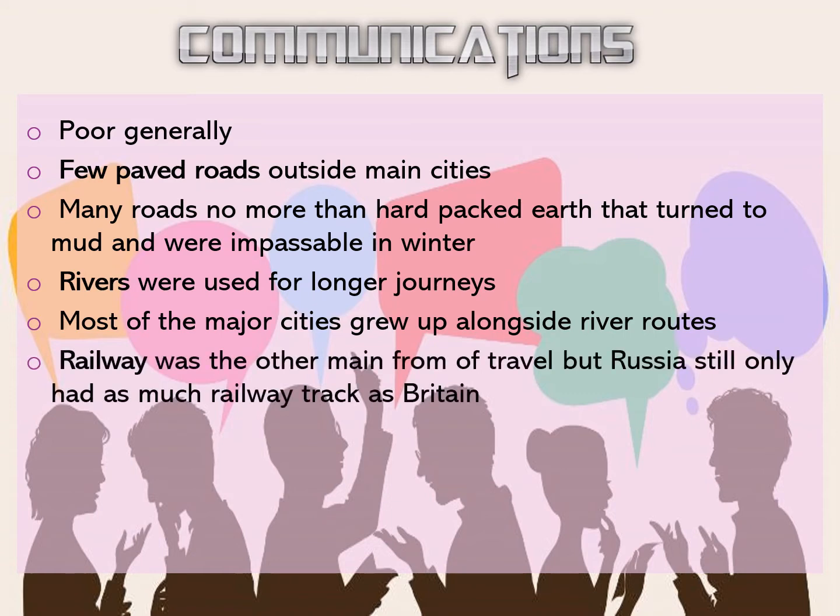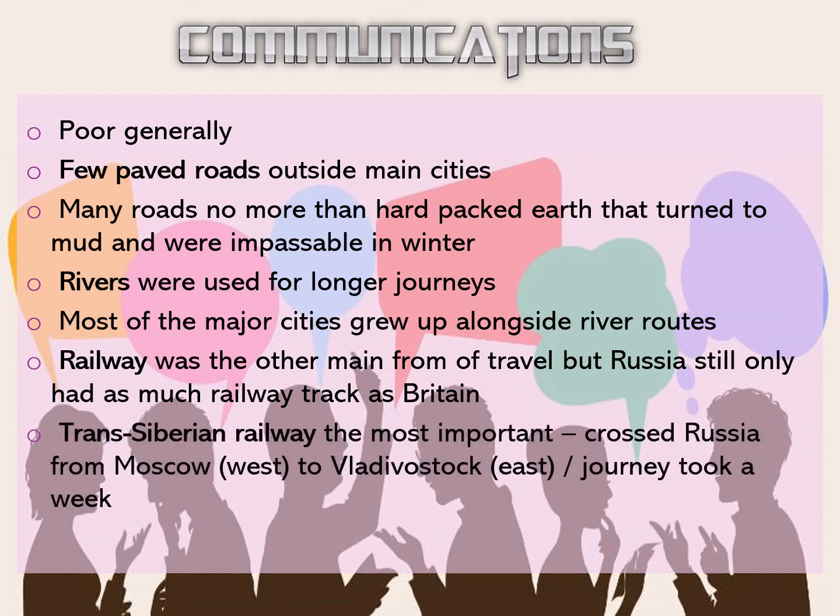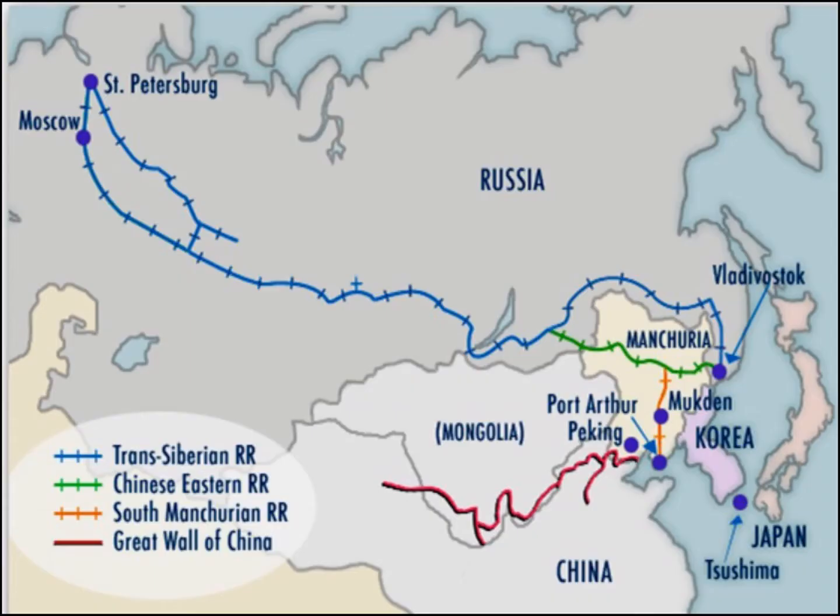Railway was the other main form of travel, but it pretty much only had the same amount of rail track that Britain did at this point in time. So it's not an awful lot in general. What they have is the Trans-Siberian Railway. It's the most important piece of rail in Russia. It crosses Russia from Moscow in the west all the way to Vladivostok in the east. It takes about a week to actually travel down, and you can see it on this map here.